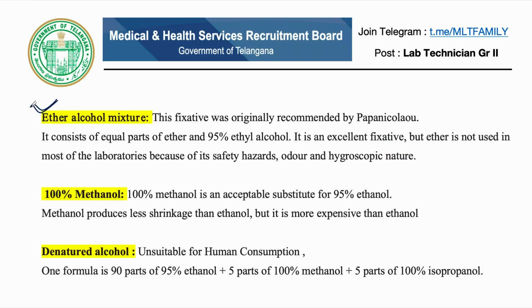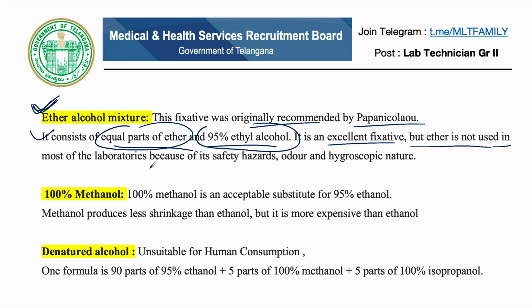There is also an old but very excellent fixative, originally recommended by Papanicolaou, a scientist who did a lot of work in the field of exfoliative cytology. It consists of equal parts of ether and 95% ethyl alcohol. Two components you have to remember: ether and alcohol. It is an excellent fixative, but ether is not used in most laboratories because of safety hazards, odor, and hygroscopic nature. It is also highly inflammable, and there are many other things which make it irrelevant in today's world.